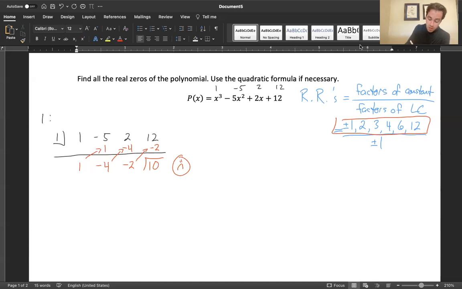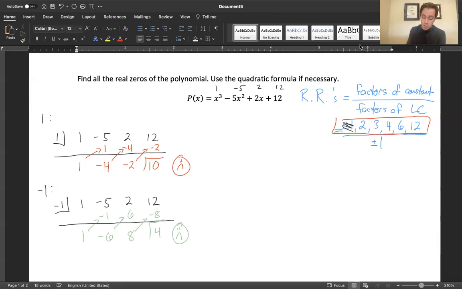Let's test negative 1. Divide by negative 1, same coefficients as before. Copy the 1, negative 1, negative 6, 6, 8, negative 8, and 4. So this likewise is a great big frowny face. That means the 1s are out. They can't possibly be it. I don't want to scribble out the plus or minus. So the 1s are out.